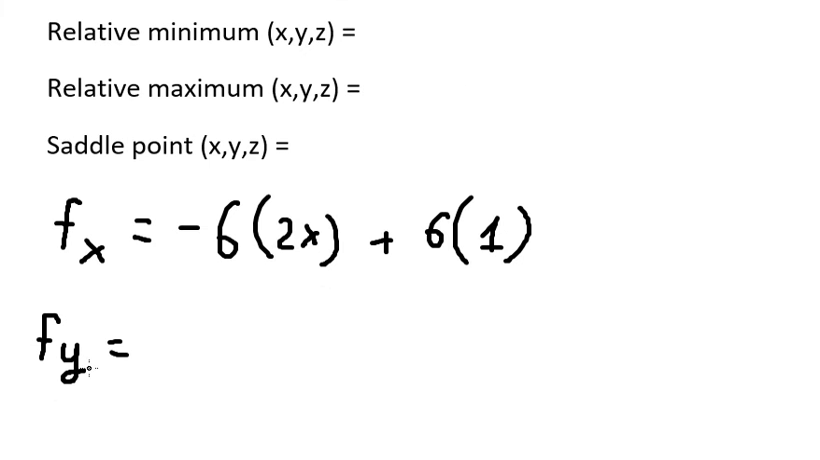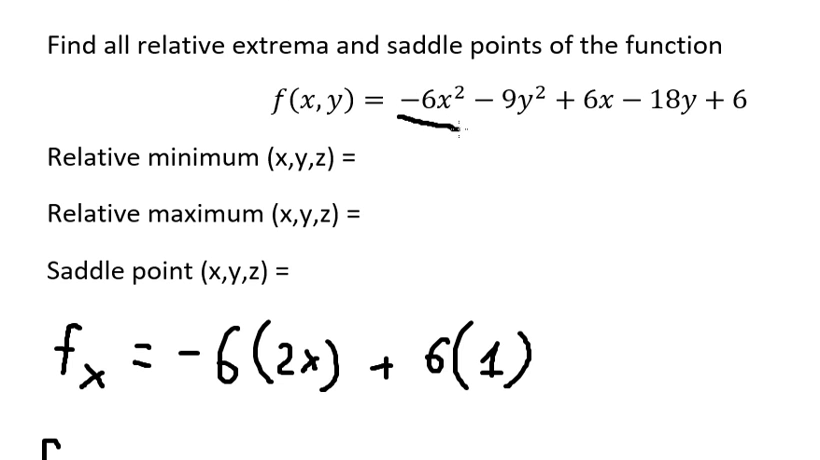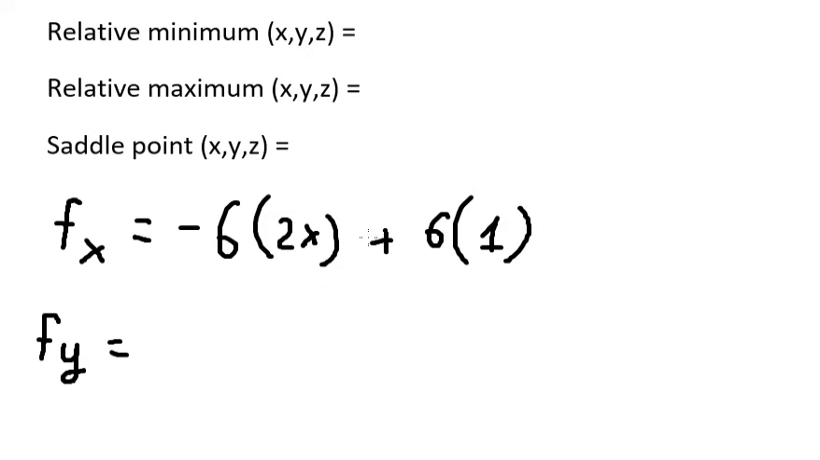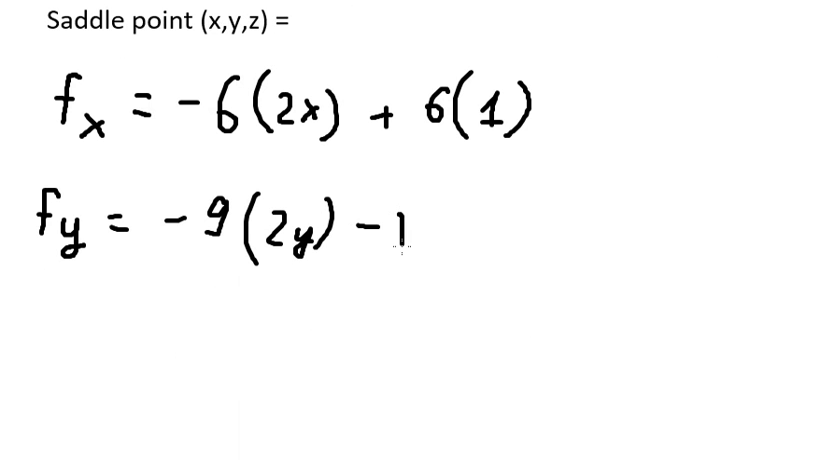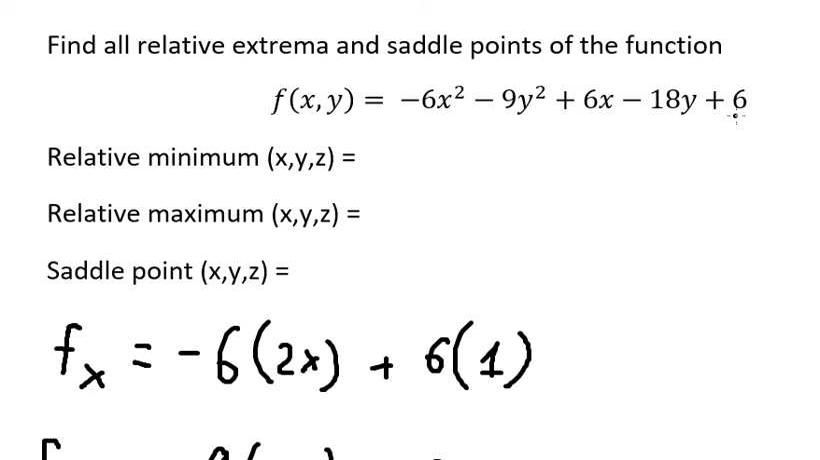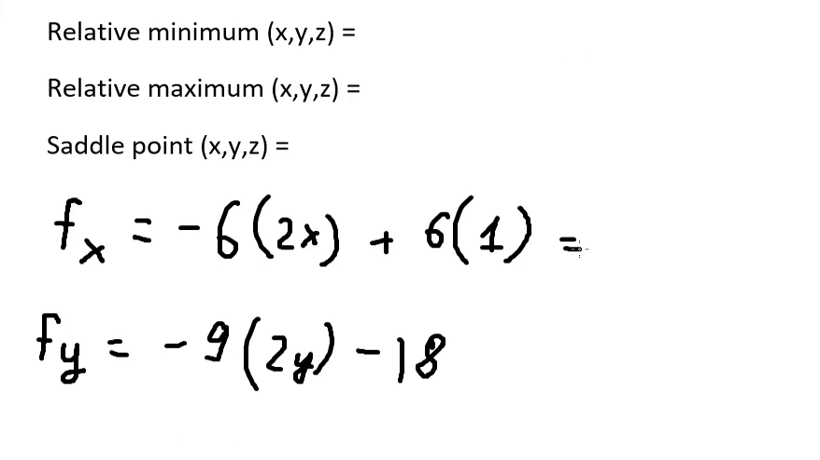Now let's go to the second one. This one we don't have y, so you get 0. This one we have y squared, so we have 2y in here. This one we don't have y. This one we have number 1. This one is a constant, so you get 0. And now this one we simplify.